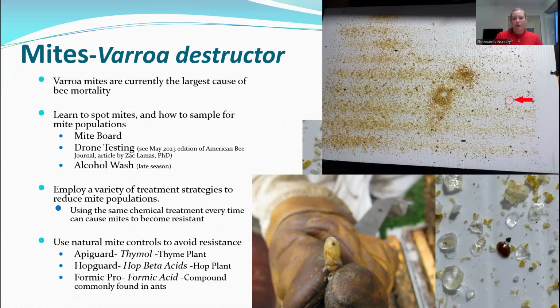Okay. So Varroa destructor, everybody knows it's a problem. Everybody knows that you can't have colonies overrun with Varroa, and it's probably the most common cause of colony collapse at this point. They're the largest single cause of bee mortality. It's important to learn to spot mites and how to sample for mite populations.